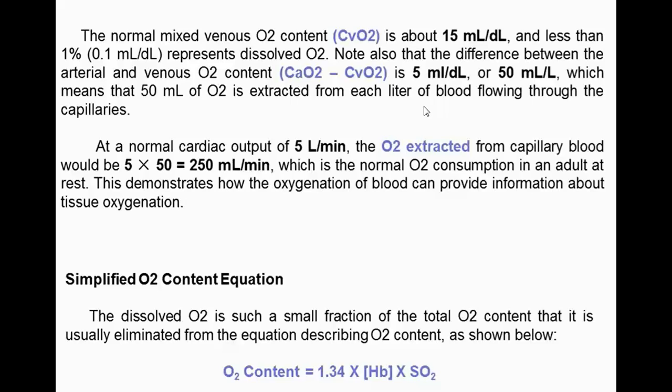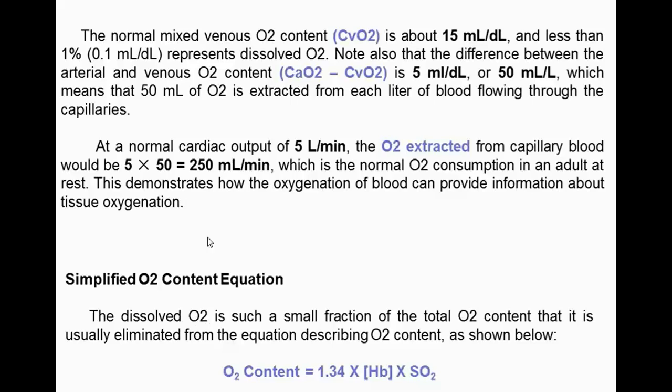So our oxygen uptake from the whole body will be how much? 50 milliliter of oxygen per liter of blood, multiplied by 5 liters, gives 250 milliliter of oxygen per minute for the whole body. Is it clear? So this will provide information about the tissue oxygenation.